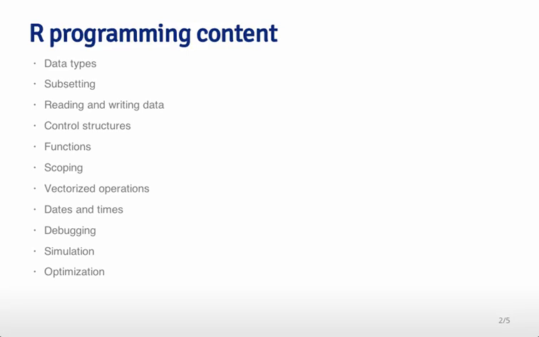The R programming class will tell you a little bit about data types, about subsetting data, reading and writing it from files, how to write functions to do things to that data, how to debug them, and then a little bit about simulation and optimization. So now I'm just going to show you a couple of examples of the sorts of things that you'll learn in that class.